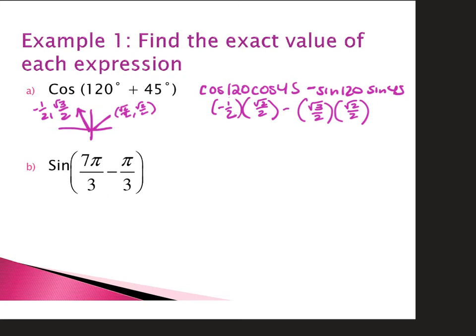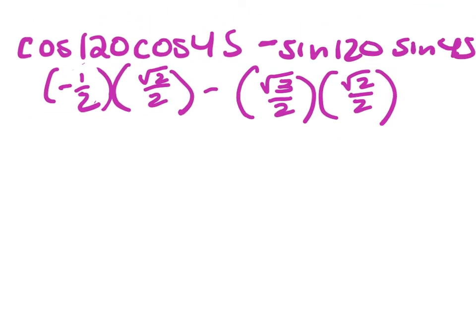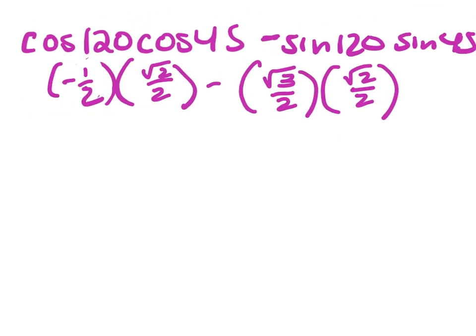Now I simplify. So on the left, I'd multiply negative 1/2 by root 2 over 2, and I get negative root 2 over 4. On the right, square root 3 and square root 2 becomes square root 6, and 2 and 2 is 4. I can take it another step by combining them because they have the same denominator.